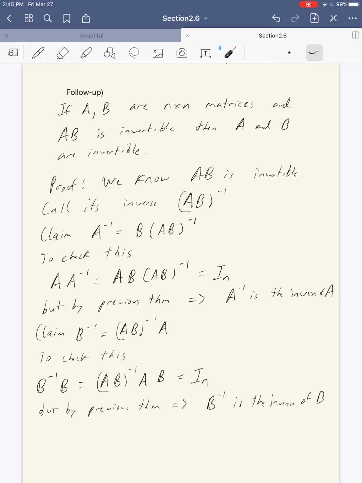So this will do it for section 2.6. We'll be skipping section 2.7. So the next video you will see will be on section 2.8, which actually finishes up chapter 2 entirely.